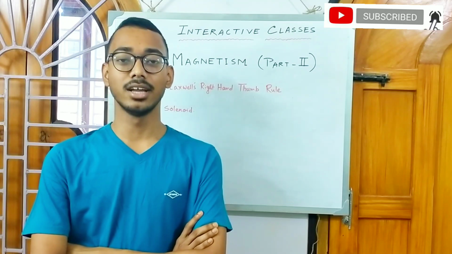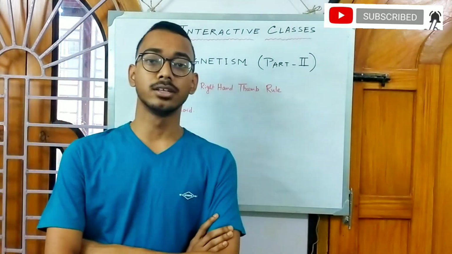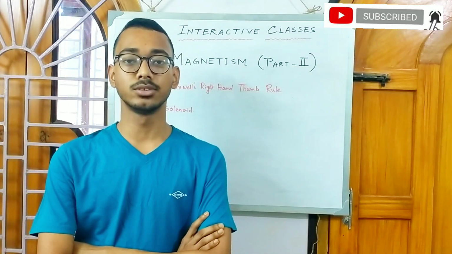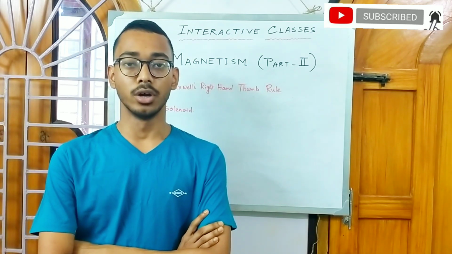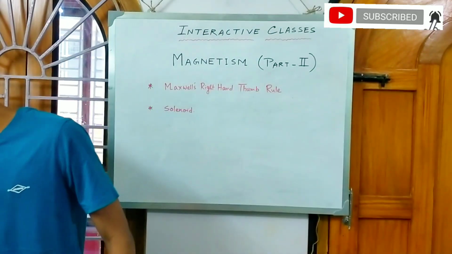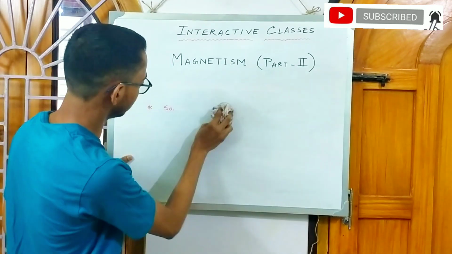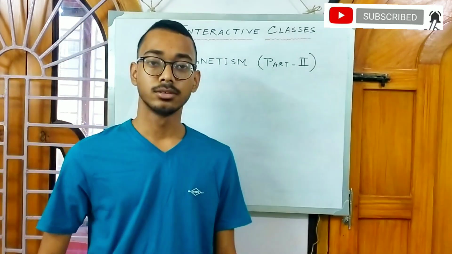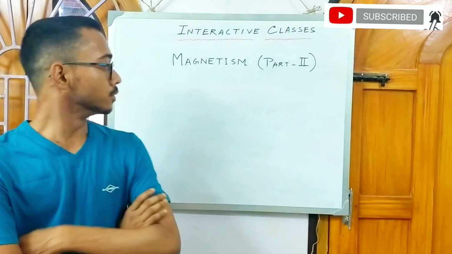Today we will start the second lecture on magnetism. Today we will learn two basic things of magnetism. The first one is very important, which is known as Maxwell's right hand thumb rule, and the second part is solenoid. So let's start the video today. Before coming to that, let me tell two important facts about magnetic fields.